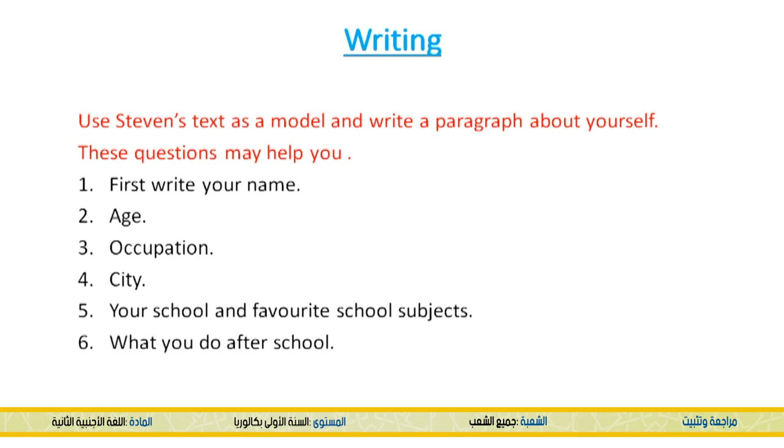Now let's move to writing. Now that we have read the text about Stephen, I want you to try to write a text that looks like it. Use Stephen's text as a model and write a paragraph about yourself. These questions may help you. First, write your name, age, occupation, city, your school and favorite school subjects, what you do after school. Easy, isn't it? Just have a look at the text of Stephen, right? Do you want to have a look at another sample? Here we go.